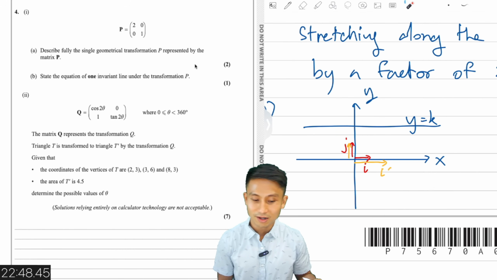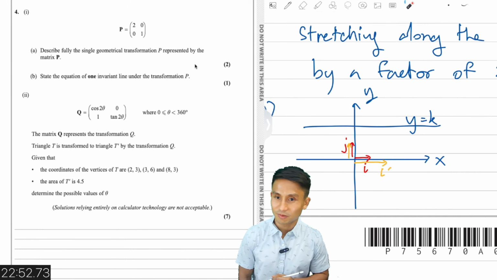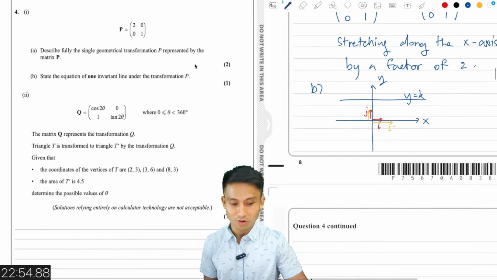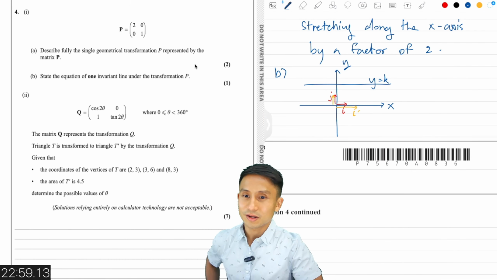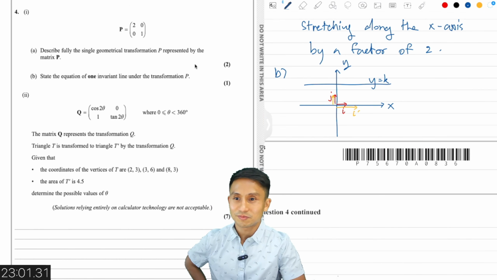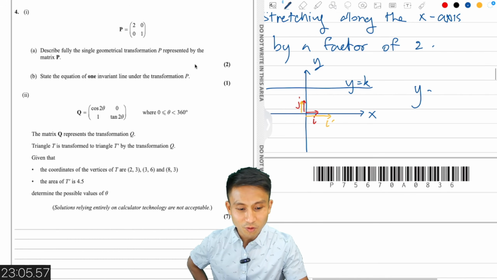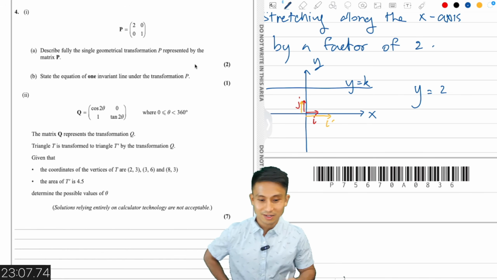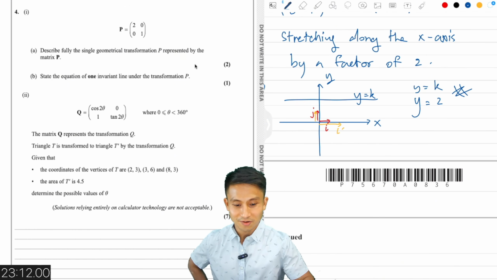You can try to think about that. Because the y coordinate here isn't affected by the transformation. So we're going to go with that. The equation of one invariant line under transformation. Okay, one invariant line. So I'm going to go with y equals 2. All right. Oh, let me put y equals k as well here, just in case. Yeah. All right.